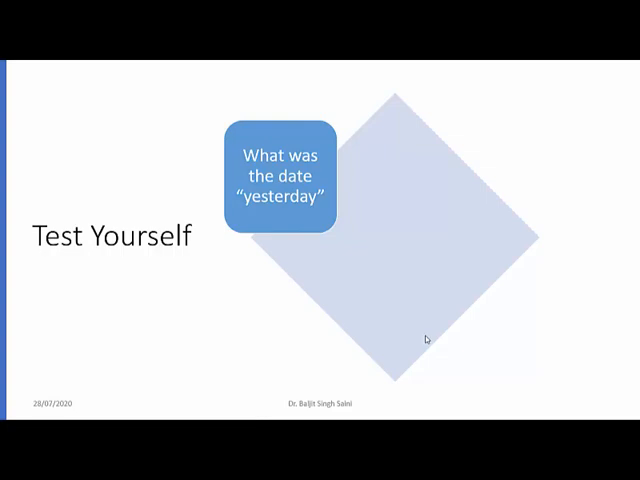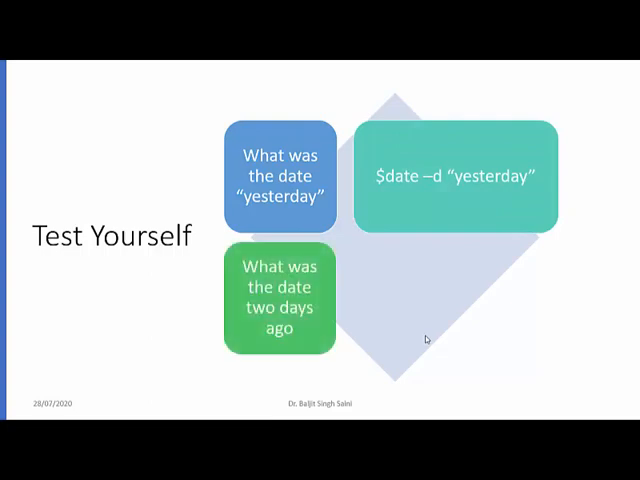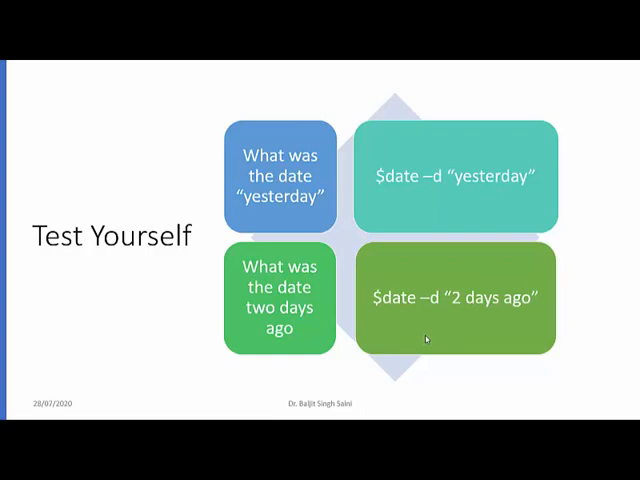So the answer is date -d yesterday. Next, what was the date 2 days ago? So I hope you got this correct. The answer is date -d within double quotes "2 days ago". Double quotes are important if you are writing multiple words.